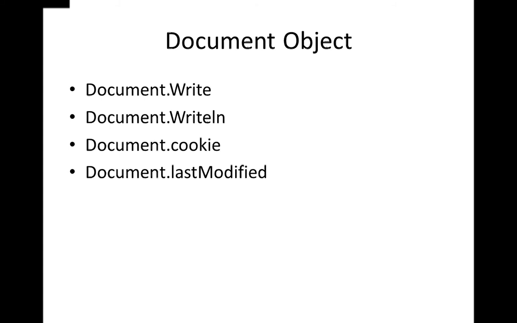In this video, we are going to discuss the document object, window object, navigator object and something about the events. Let's look at the document object. The document object comes with different functionalities like write, writeln, cookie and lastModified. If you see the first two functionalities, we have seen them in our earlier examples, correct?